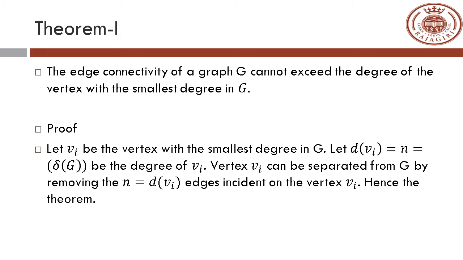You can see the proof. Let Vi be the vertex with the smallest degree in G. That is, the degree of Vi is equal to n. And the degree of Vi, the smallest degree vertex, is denoted as delta G. The vertex Vi can be separated from G by removing the n edges incident on Vi. Hence the theorem. That means the edge connectivity of a graph cannot exceed the smallest degree vertex of the graph G.